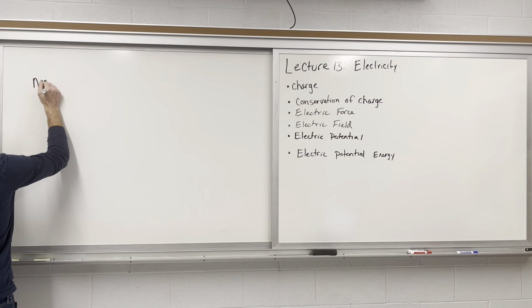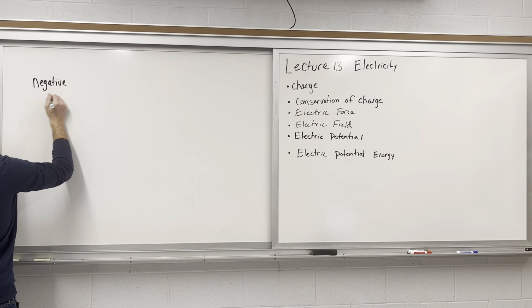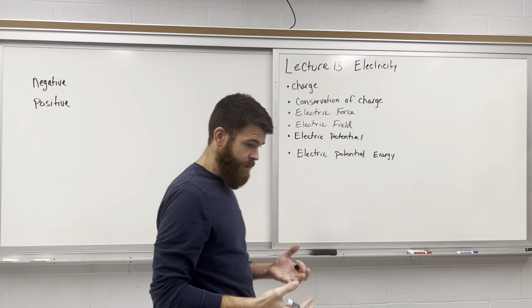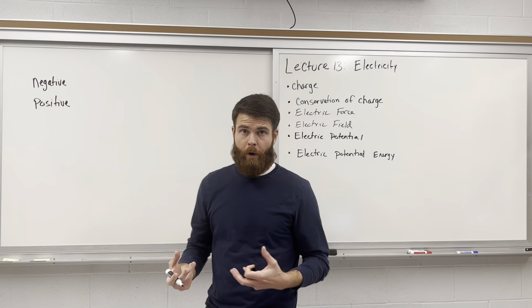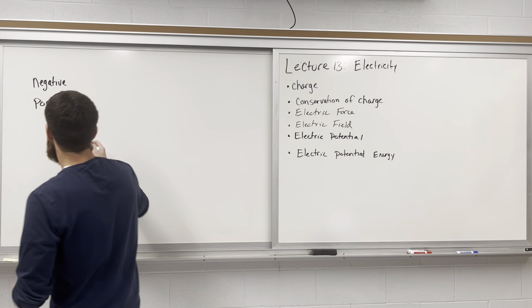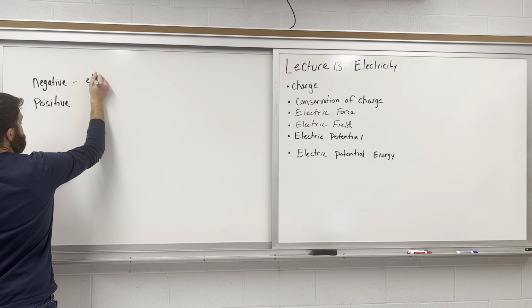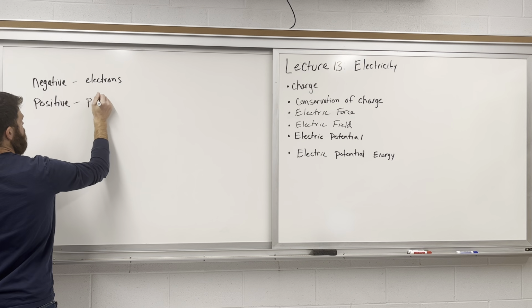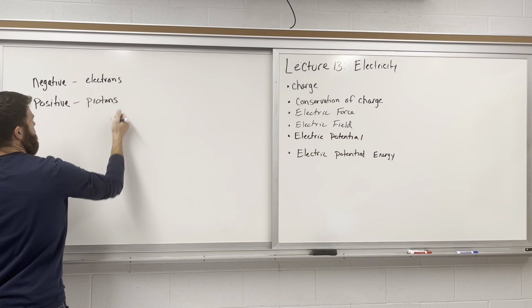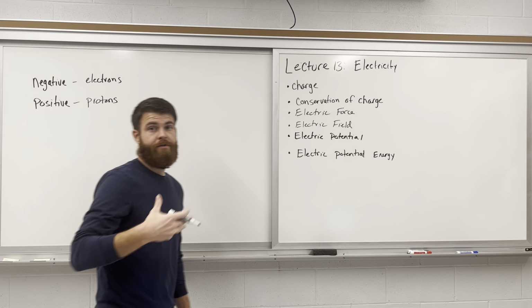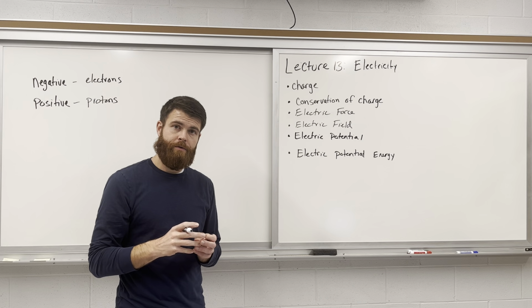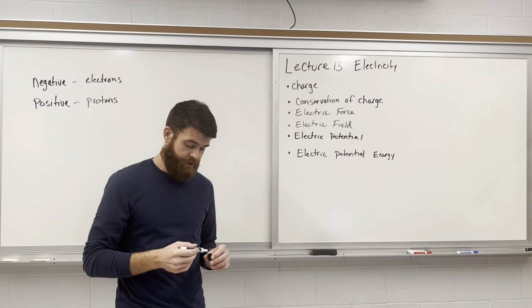So there's negative and positive charge. And these charges ultimately arise from two particles. The negative charge is from electrons, and positive charge is from protons. Now, in an atom, if you're familiar, there are electrons, protons, and a third particle, neutrons. The protons and the neutrons are in the nucleus, the electrons are outside the nucleus.